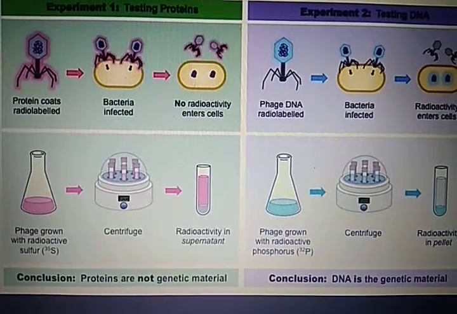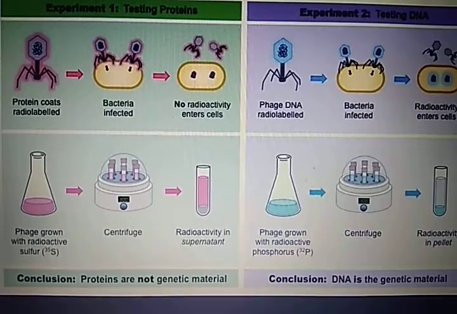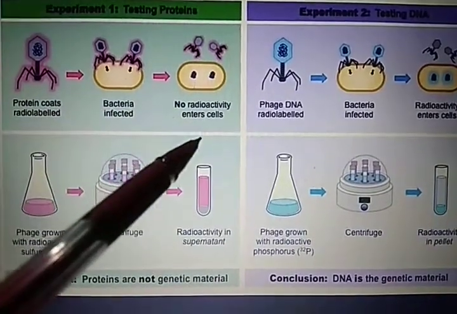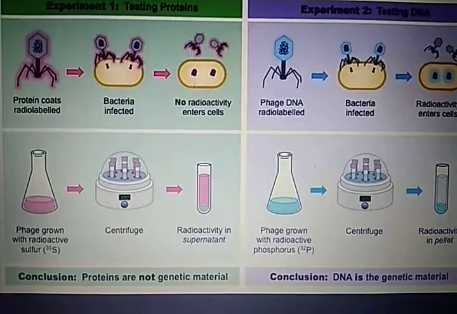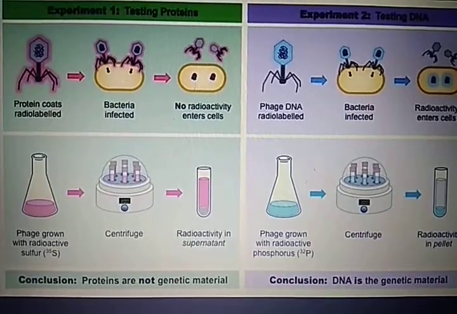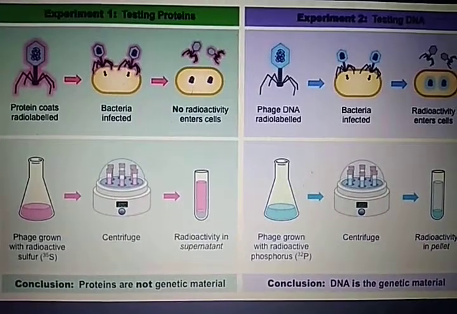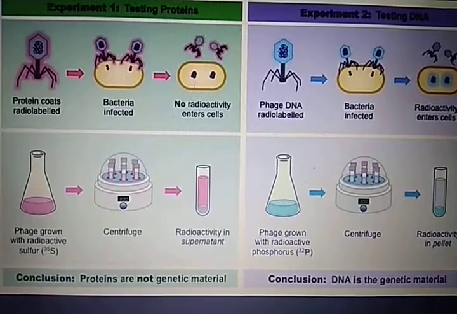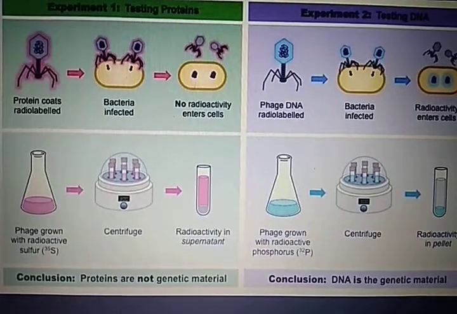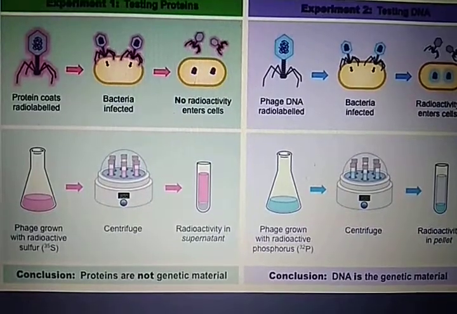As the process of infection with the virus continued, the bacteria were agitated in a blender and the viral coats of the bacteria were removed. See, after infection, they were blended so that the virus coats were removed. When they were spun in a centrifuge, the virus particles were separated from the bacteria. As usual, viruses are much lighter in weight as compared to bacteria. They observed that the bacteria infected with the virus containing radioactive DNA were radioactive, whereas the bacteria infected with radioactive proteins were not radioactive.